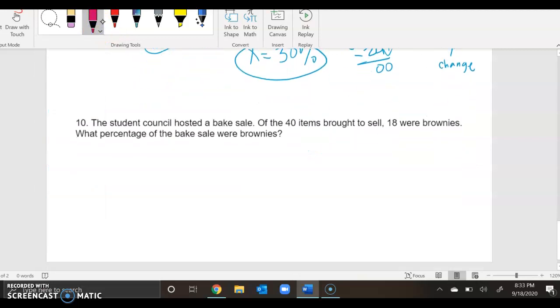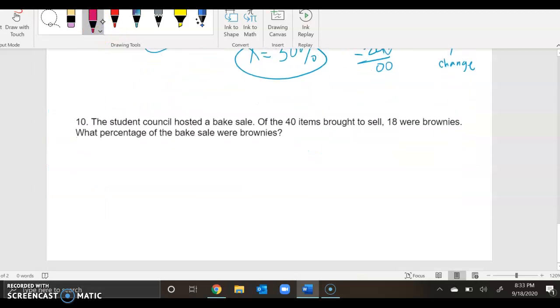All right, our final problem here. The student council hosted a bake sale. Of the 40 items brought to sell, 18 were brownies. What percentage of the bake sale were brownies? So we're going to set up our proportion, 100 on bottom. And again, we have to decide, is this percent of change or is it part over the whole? For this particular problem, we have 40 items in our bake sale, and we know that 18 of those items were brownies. So this is part and whole.